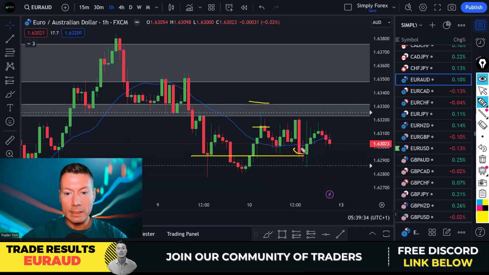At this level, I've closed 80%, and I'm now letting 20% run. But I like this trade still today, so I may enter it again. So I'll have 120% if you like on the trade. So this is where we're at with Euro Aussie dollar.